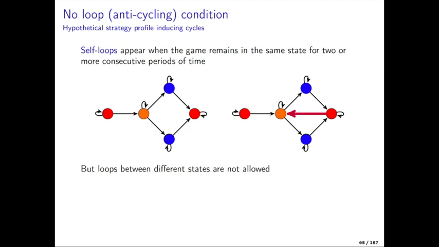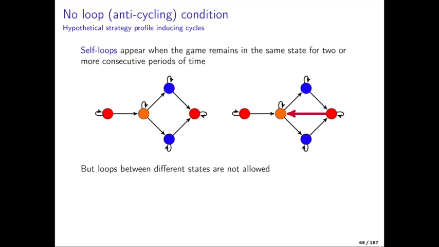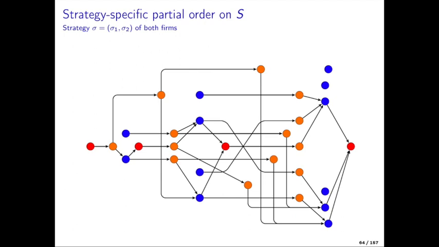Okay, now let's talk about what a dynamic game is. There are two conditions: the no-loop condition, and the consistency of the strategy-specific partial ordering on the state space. These are the two. So you can have the following transitions. You can have self loops, where you stay in a state for some time without any transitions, and then move to the next state, and then move around. But you cannot have a transition back to a state that has been visited before. In other words, if you think of the Bertrand price competition game, then what you cannot have is any movement from the bottom of the pyramid back to the apex.